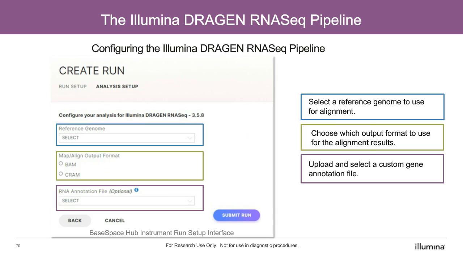So again, we have our DRAGEN RNASeq pipeline configurable settings. This is going to include selecting your reference genome, deciding between BAM and CRAM. And now we are going to have this third option, which is going to be the annotation file, which I'm going to talk a little bit more about in the next slide.